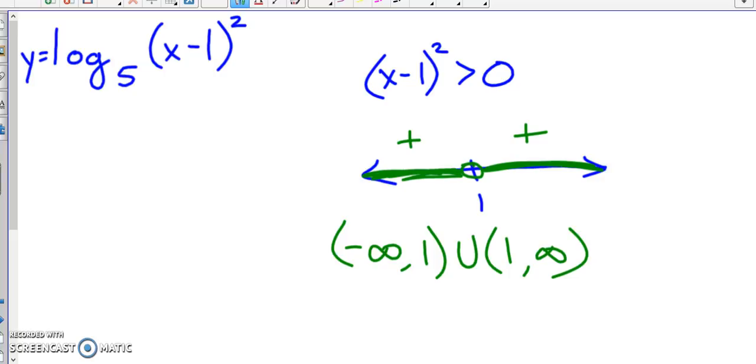All right, so we talked about domain, we talked about transformations. Let's talk about common log.